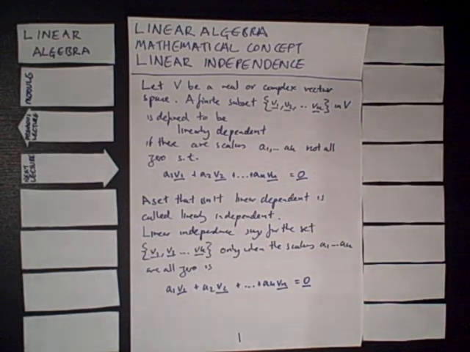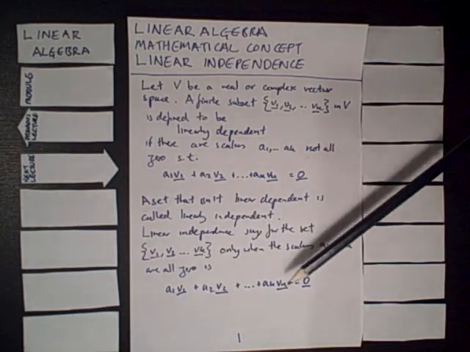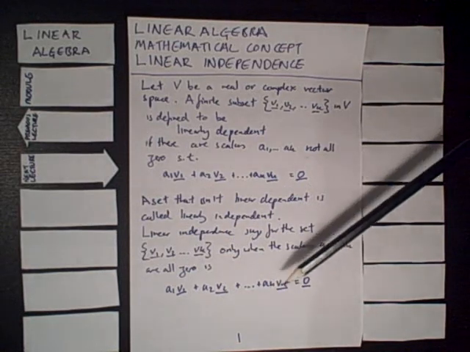What does this mean again intuitively? That there's no way that these vectors in some sense cancel out. You can't have 5 of V1 and minus 2 of V2 and a bit of Vk all adding up to get 0. You can only get 0 if you have 0 of V1, 0 of V2, 0 of Vk.